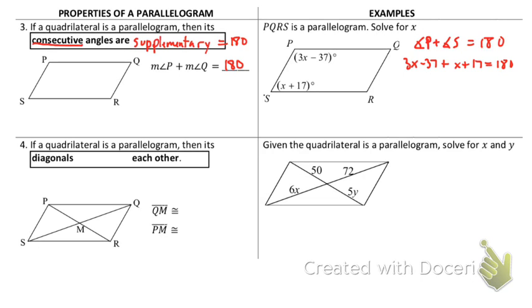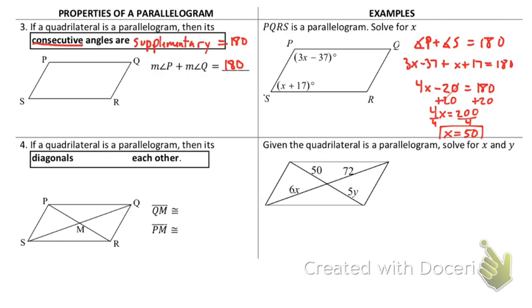All right, so now we just solve for x. I'm going to combine like terms: 3x plus x gives me 4x, and then negative 37 plus positive 17 is going to give me minus 20. Bring down the 180. Add 20 to both sides to solve for x. 4x is going to equal 200, and then divide everything by 4. And you get x equal to 50. Okay, so that's how you use consecutive angles in a parallelogram.